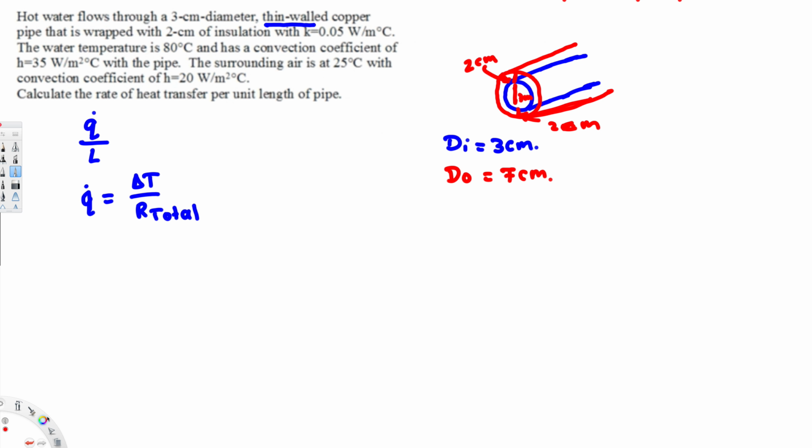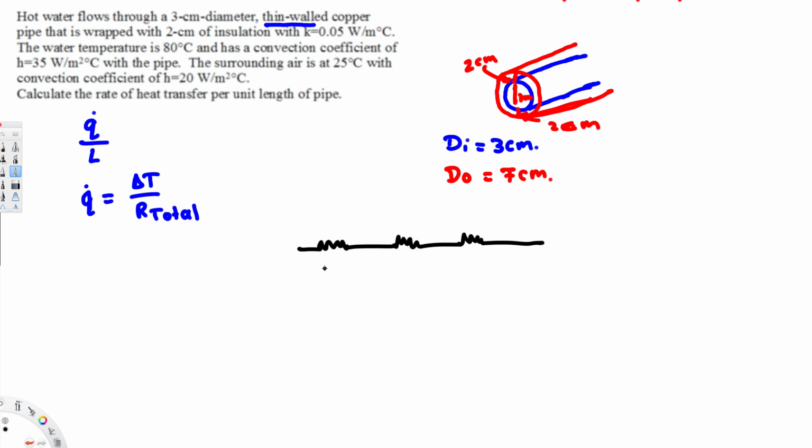Now let's look at the resistance. If we draw the diagram for resistance, first inside we have water, right? They have mentioned that's a convection. So the inner one is going to be a convection, and then due to this insulation we are going to have a conduction, and then we have outer convection, right? So these are the three resistances we are going to have.